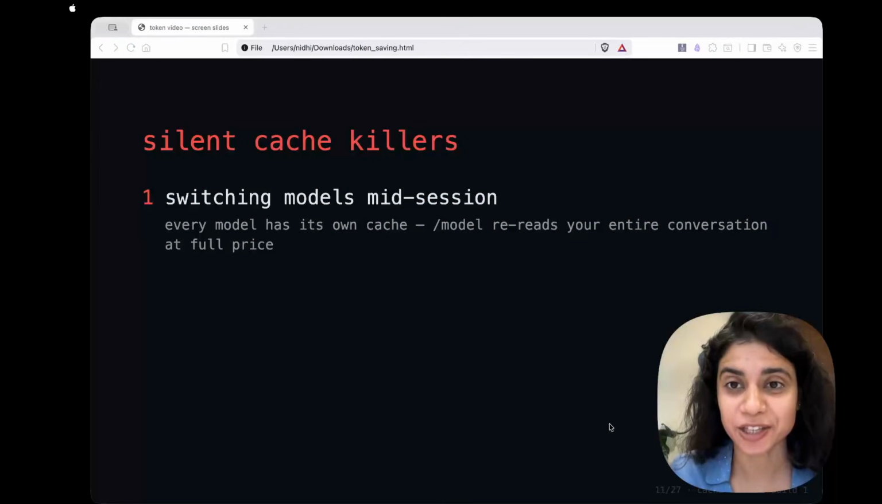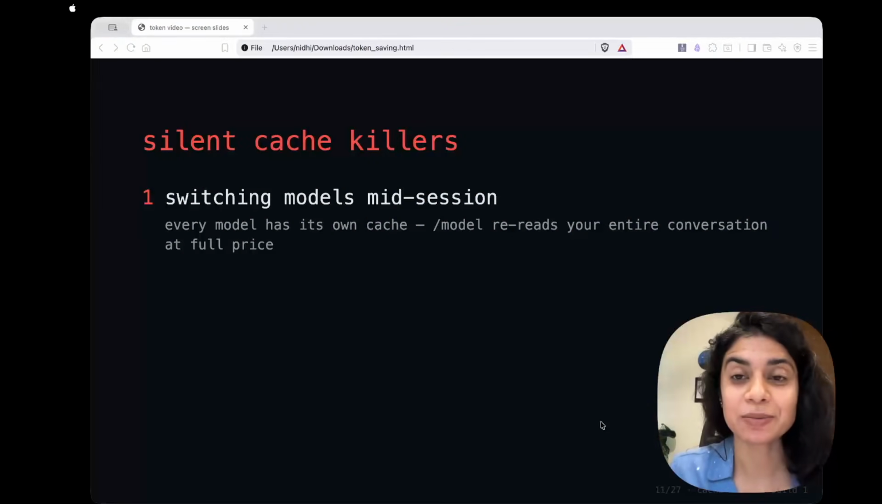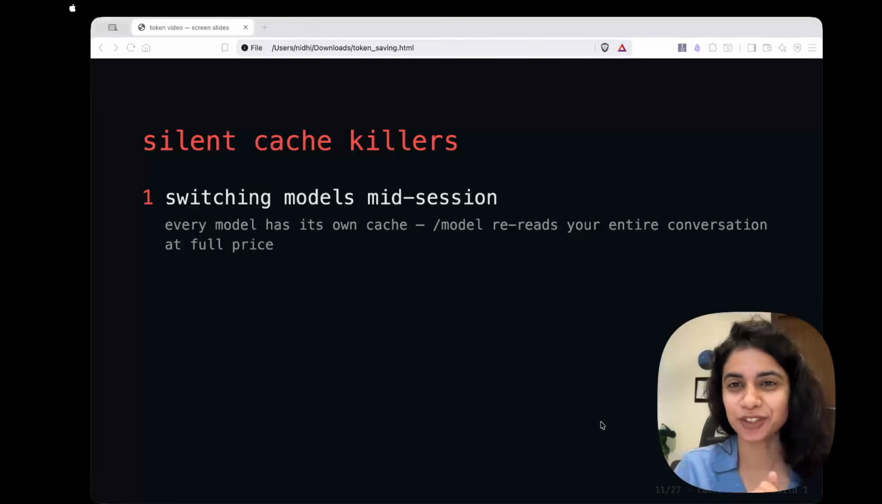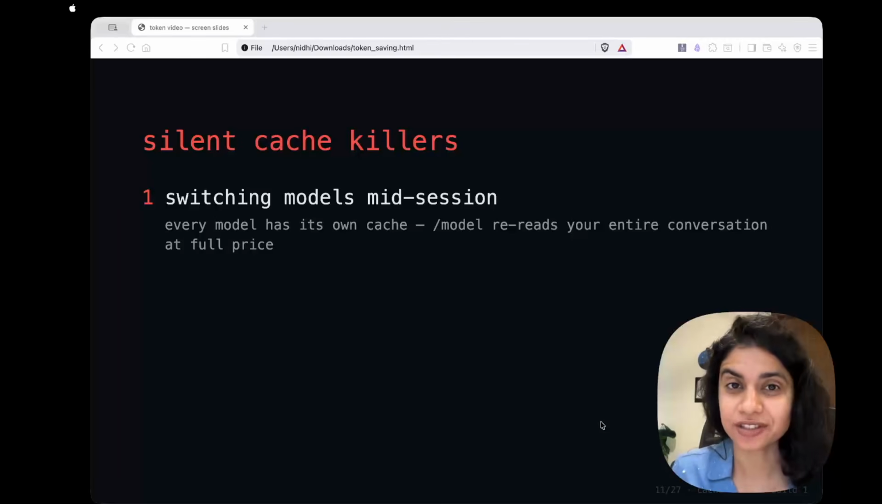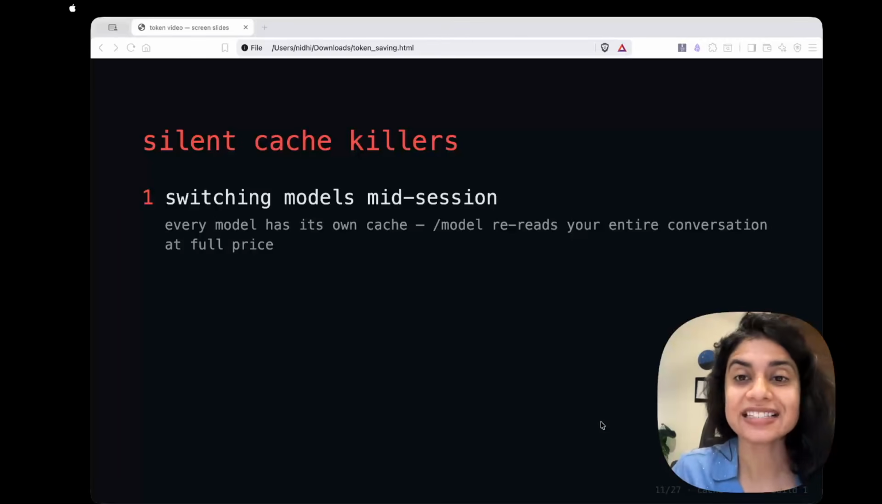Having understood prompt caching, now let's talk about some of the things that we might be doing unintentionally that might be breaking the cache for you. So the number one is switching models in between of the session. The thing is, every model has its own cache. And when you switch a model in between of a session by using the slash model command, it will reread your entire conversation at the full price. Even though nothing has changed in the conversation, it will still reread it. So it's not being cached anymore.